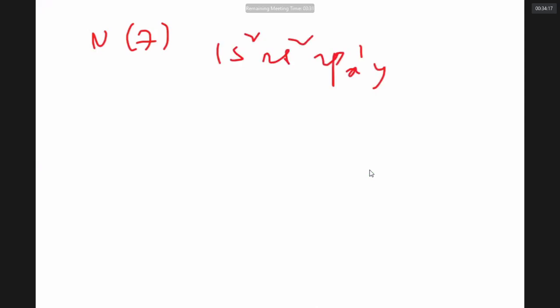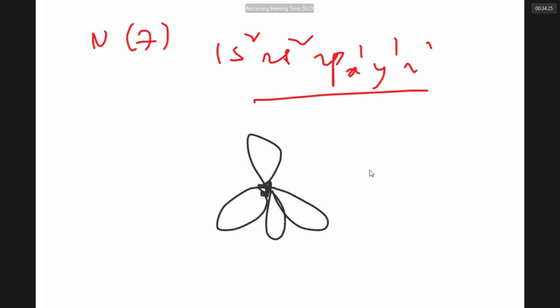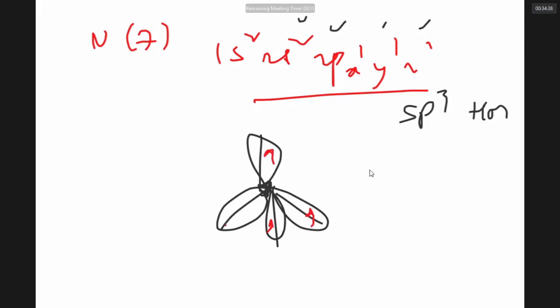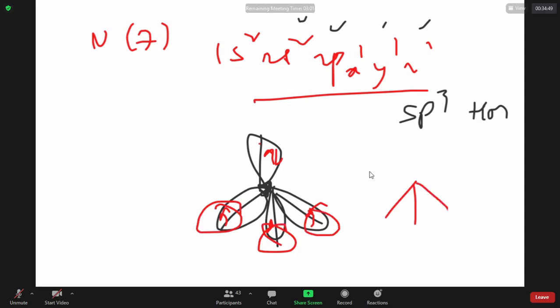Now, sir, nitrogen atomic number 7 has the configuration 1s2, 2s2, 2px1, 2py1, 2pz1. If nitrogen also undergoes sp3 hybridization, how many hybrid orbitals do I get, sir? 4. Now how many electrons does it have? 5. 1, 2, 3, 4, 5. Therefore there is a lone pair, which is not involved in bonding. Now it can combine with hydrogen, hydrogen, hydrogen. What is the shape of this, sir? Trigonal planar.